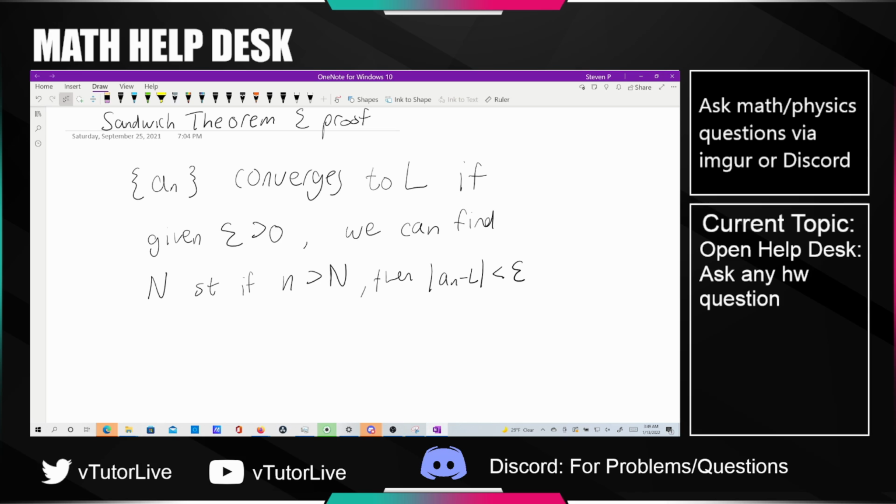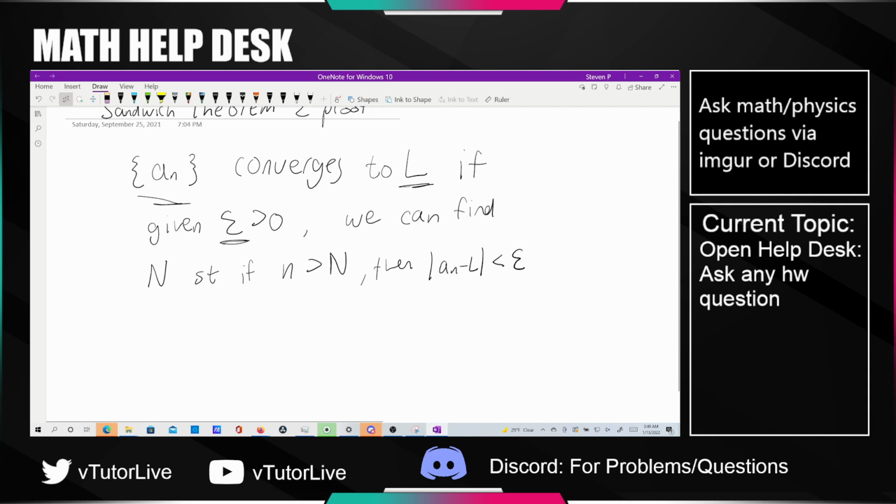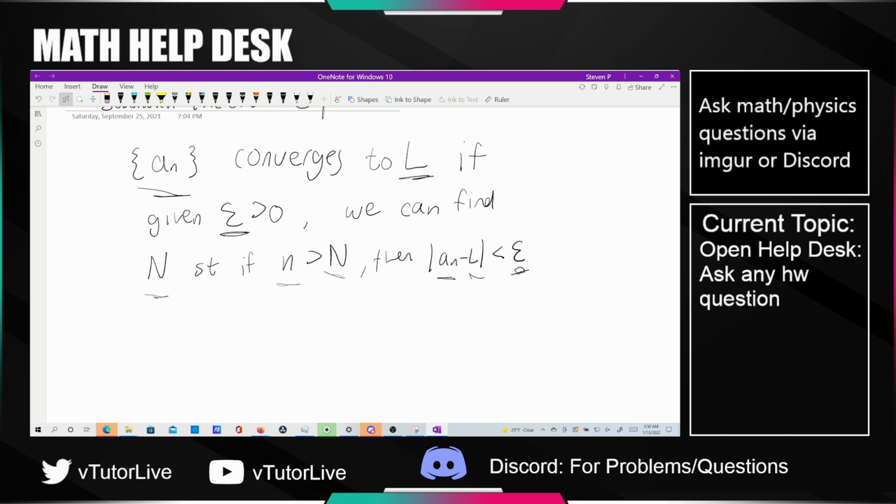which is: a_n converges to some limit L if, given any interval epsilon, we can find a capital N such that for every little n greater than capital N, the sequence elements a_n are within epsilon of L. Now that was a big mouthful, but let's draw a picture for ourselves to see if we can get this to make a little bit more sense, right?